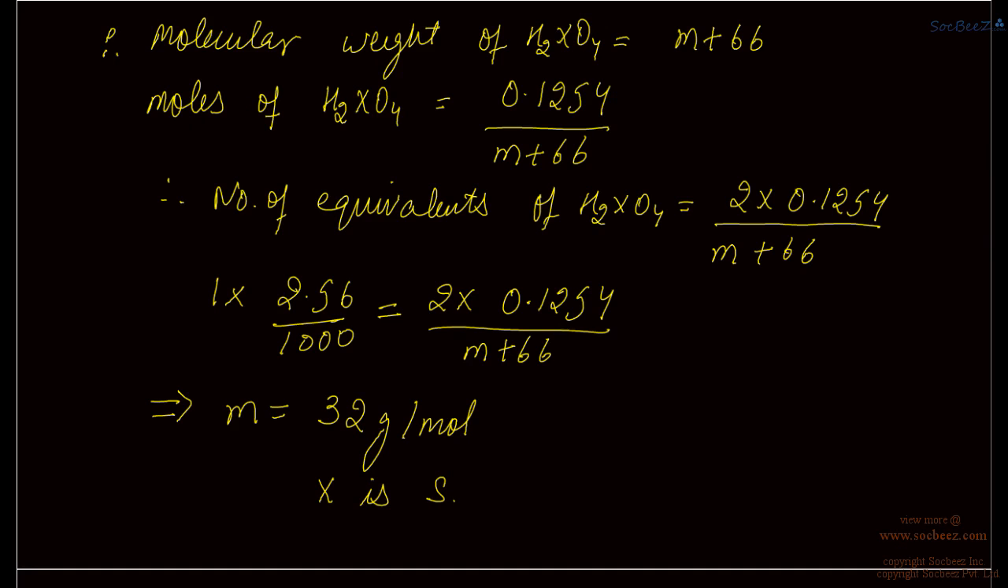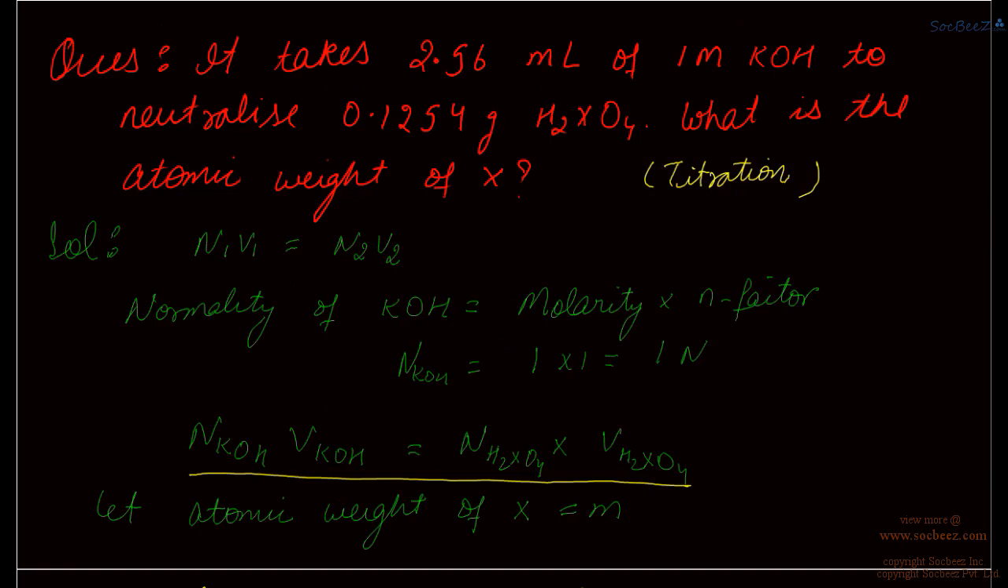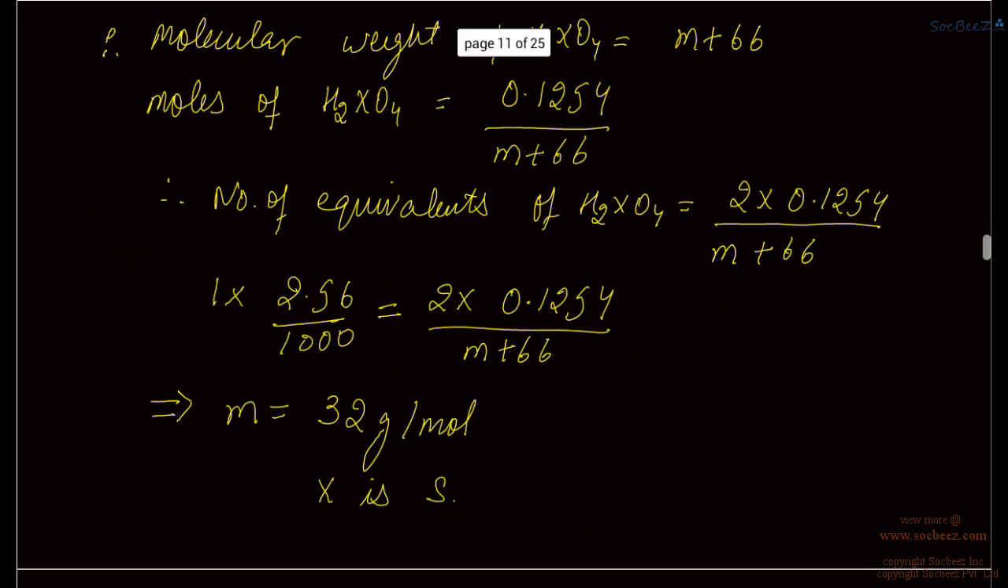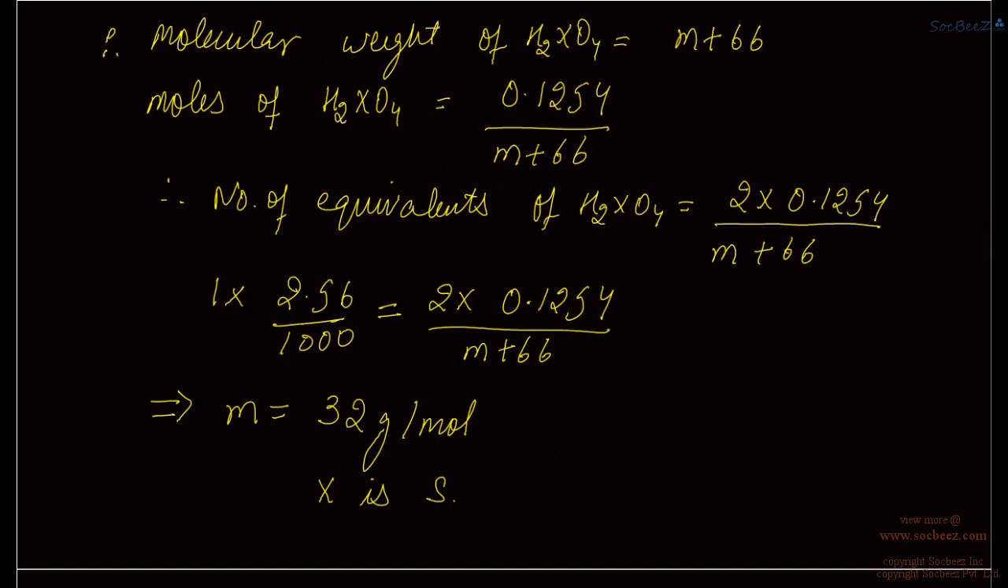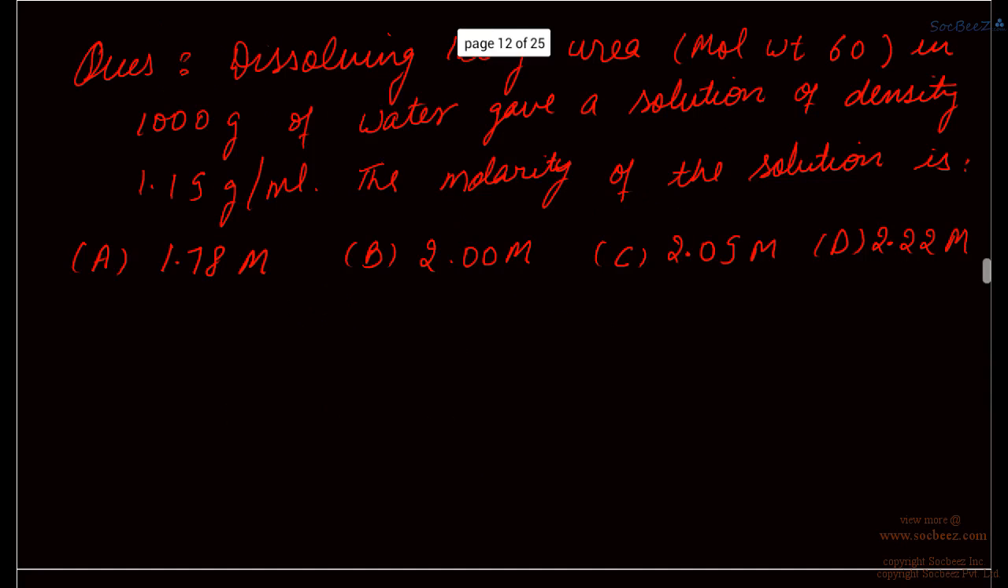Okay. In this type of problem, we just need to keep in mind that the number of equivalents of reagent 1 should be equal to the number of equivalents of reagent 2. We just need to move to the number of equivalents. Here we have got the number of equivalents of KOH by finding its normality and multiplying it with volume. But here we have got the number of equivalents of H2XO4 by using just the simple formula of number of equivalents. Okay, so let's move on to the next problem.